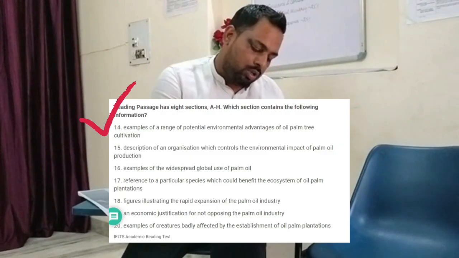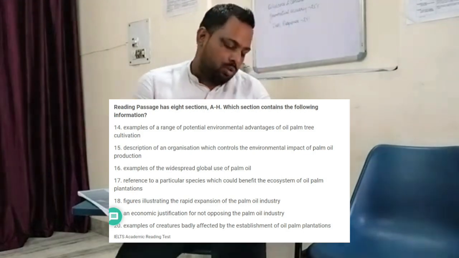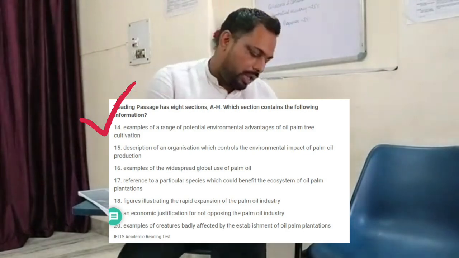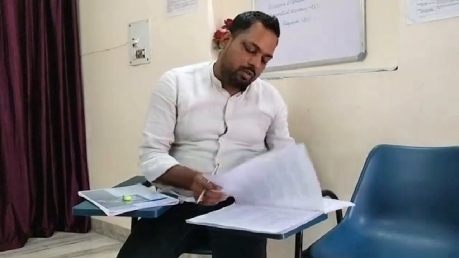Now we go through the paragraphs and read them one by one. 1, 2, 3, 4, 5, 6, 7. So there are 7 questions and there are 8 paragraphs, which means one paragraph will be left without having any heading. So we'll start with it now.